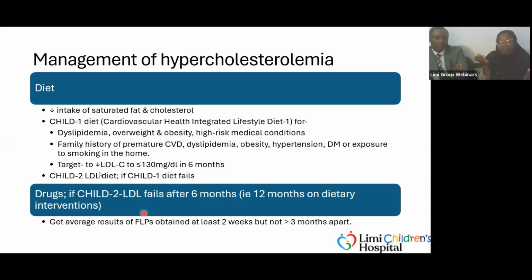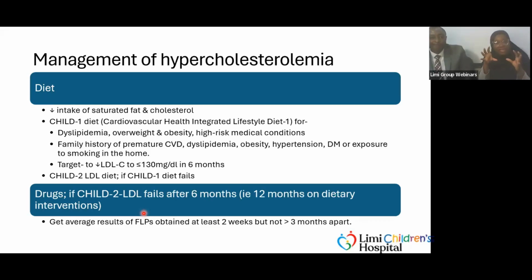Saturated fat and hydrogenated fats are fats that are solid at room temperature, like butter and ghee. They are also contained in pastries, cakes, and a lot of junk food, and cholesterol. Another very important one is the CHILD diet, not for pediatric, so let the child take a child-friendly diet. That's Cardiovascular Health Integrated Lifestyle Diet 1, and it's also used for other cardiovascular risk. But now that we're talking about hypercholesterolemia, we'll talk about the specifics later on.